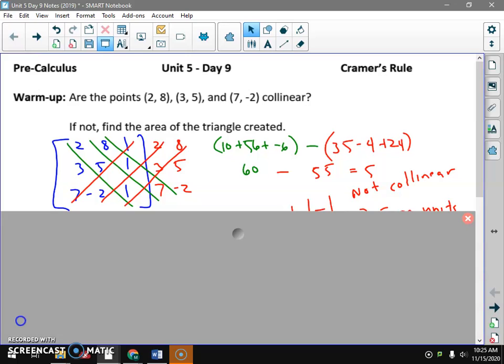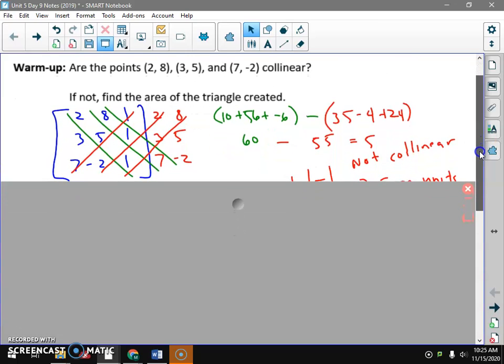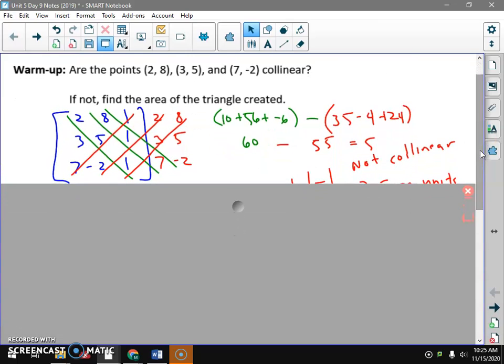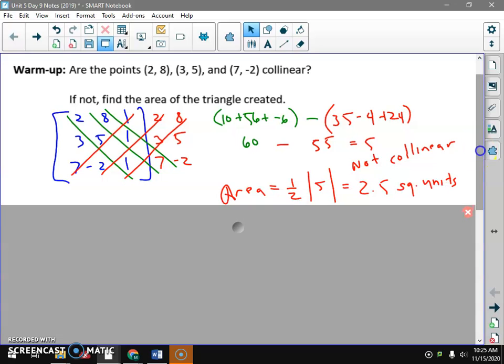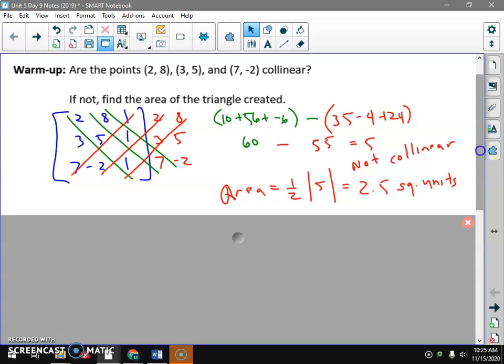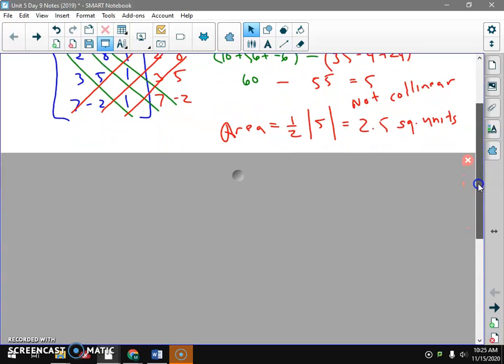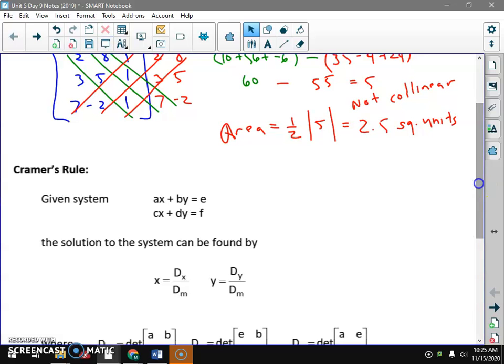60 minus 55 is 5. What does that tell us? These points are not collinear. Pretty close, but they're not collinear, meaning the area is 1/2 the absolute value, so 2.5 square units. All right, that should be in your wheelhouse. That should be comfortable. Now we're going to do something new.